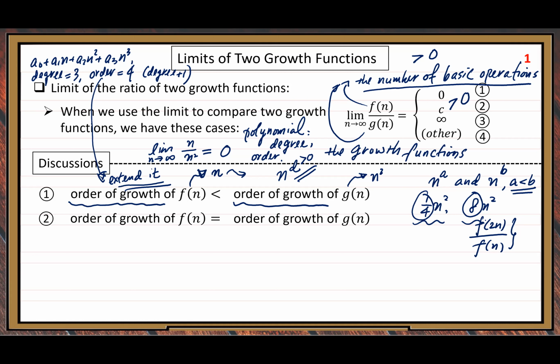All right. Case number 3, similarly, the order of growth of f of n is greater than the order of growth of g of n. How about case number 4? Why do we have case number 4? You may wonder, right?